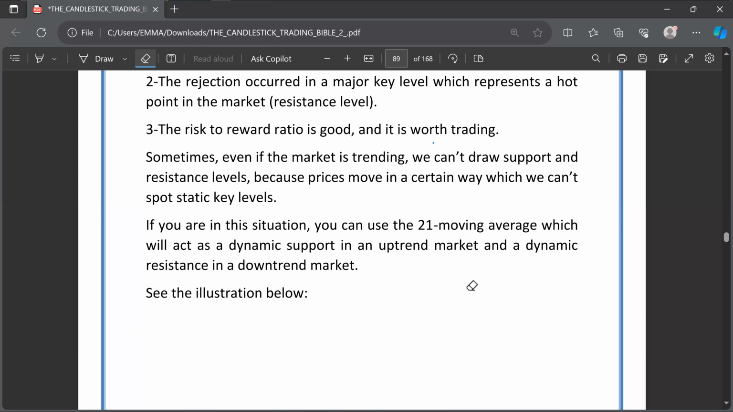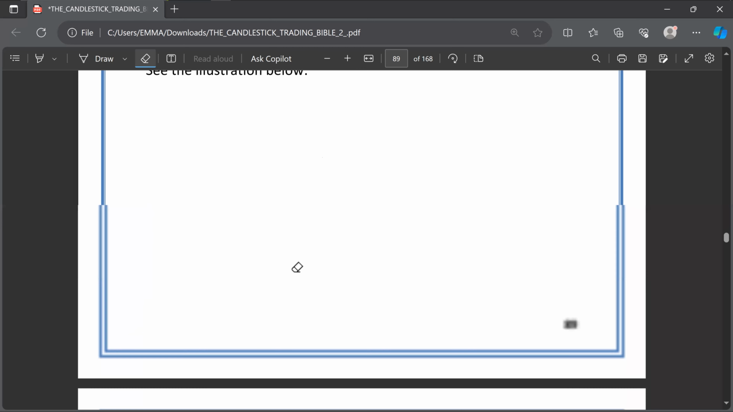So you look at a situation whereby you use the other moving average to indicate the resistance level. So let's stick to the 21 for the dynamic support. And then let's see the dynamic support and the dynamic resistance in the downward market. We look at that, don't worry.